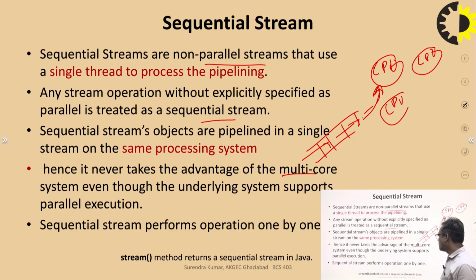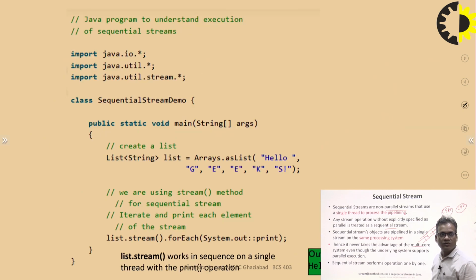Sequential stream performs operations one by one. So you can say this is a disadvantage also, or it is slow.